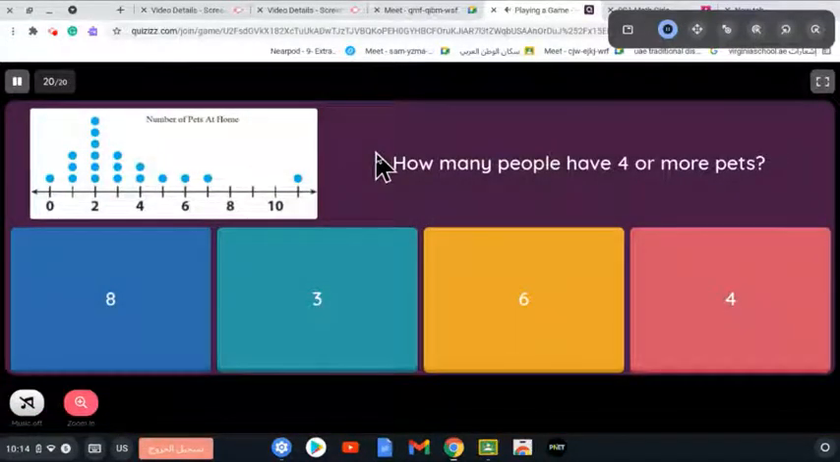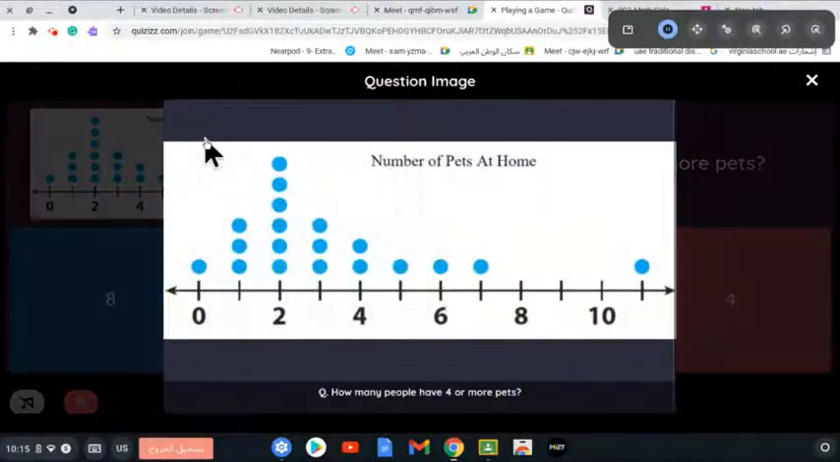How many people have 4 or more pets? See, you count the dots. So when you count the dots, you count only the ones at 4 and above. So 1, 2, 3, 4, 5, 6. It's 6.